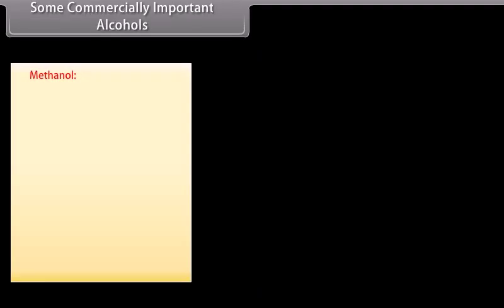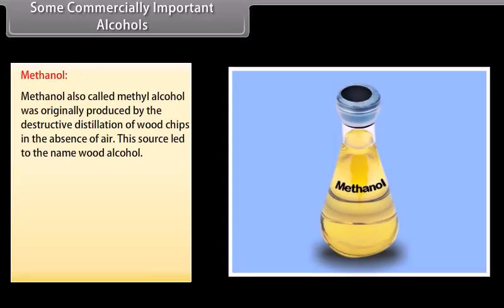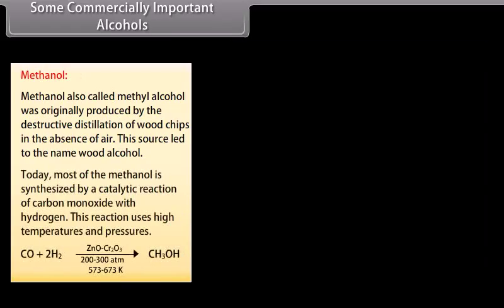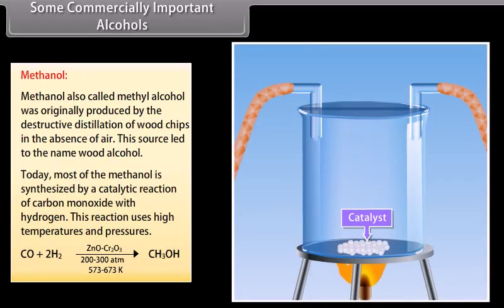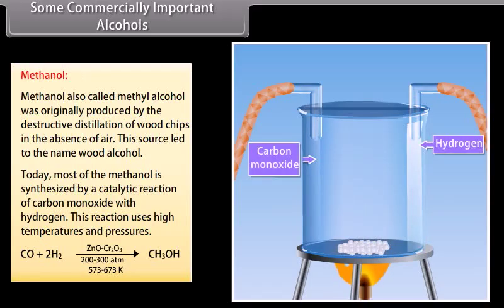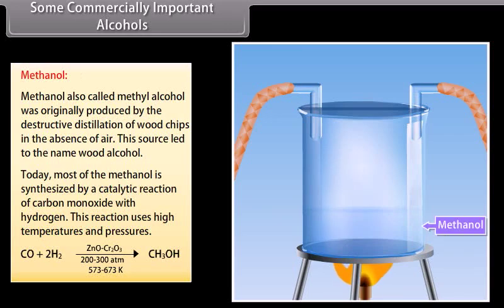Some commercially important alcohols. Methanol. Methanol, also called methyl alcohol, was originally produced by the destructive distillation of wood chips in the absence of air. This source led to the name wood alcohol. Today, most of the methanol is synthesized by a catalytic reaction of carbon monoxide with hydrogen. This reaction uses high temperatures and pressures.